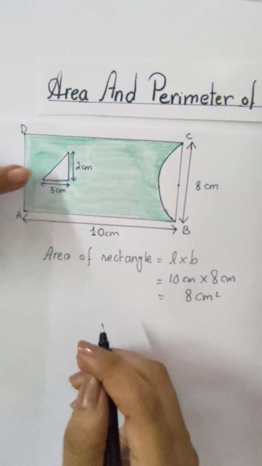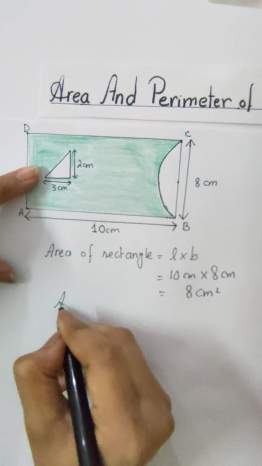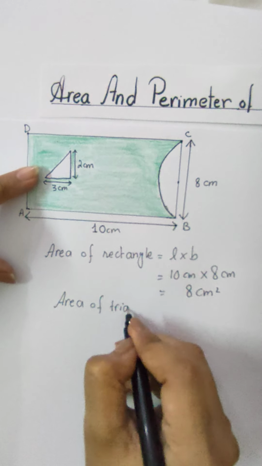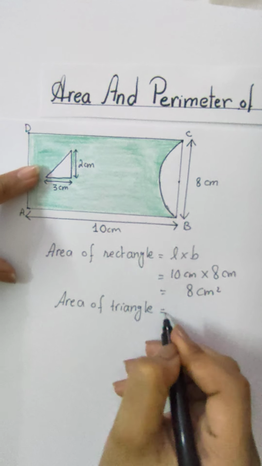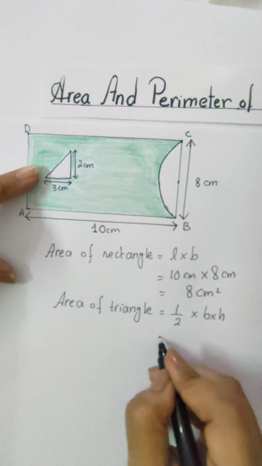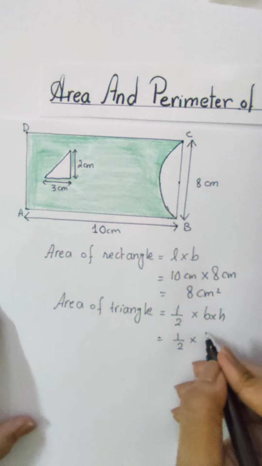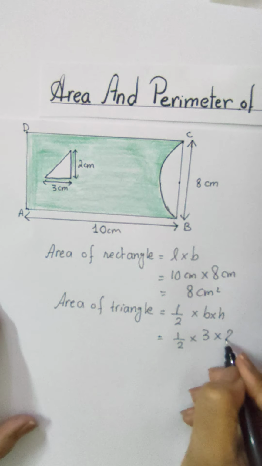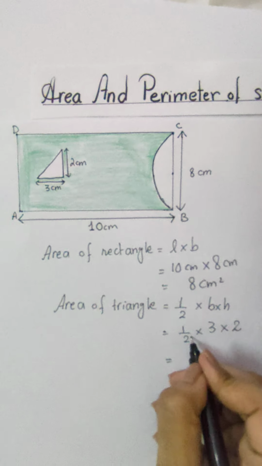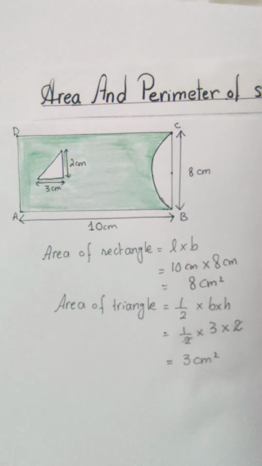Now the second shape is the triangle. Find the area of the triangle. What will be the formula? The formula is 1/2 B multiplied by H. Now putting in the values, the base is 3 centimeter and the value of H is 2 centimeter. And what will be the answer? 2 cancels with 2 and we will get 3 centimeter square.